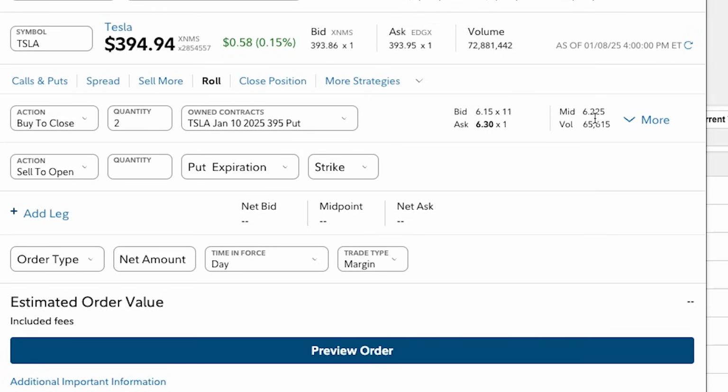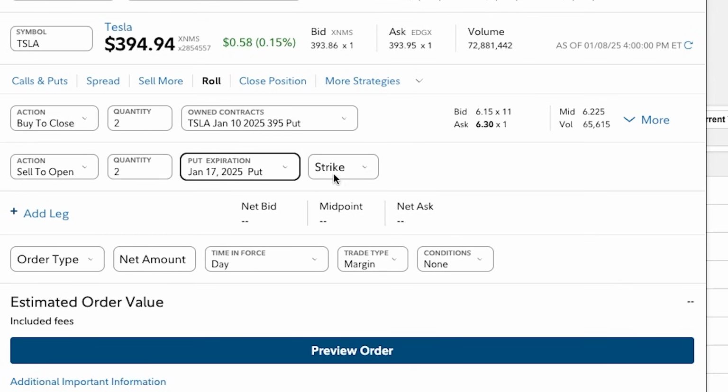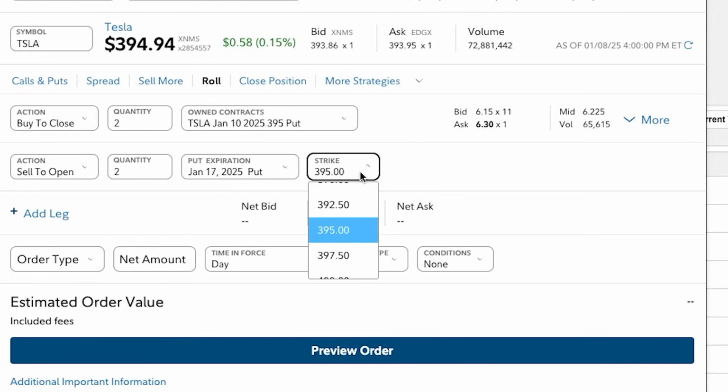So when I buy this back, it's going to cost me $6.22 because the midpoint is usually a good point to consider the roll. Now, it's time to select a new expiration date and new strike price. So let's look at doing both of these together. Now I am wanting to select a new date. So this is January 10th. Let's look to see if we can find January the 17th, if we can find one that will bring us lower in strike price and allow us to get a credit.